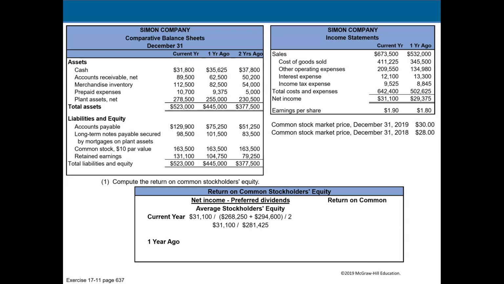Return on common stockholders' equity. Take your net income of $31,100 and subtract preferred dividends, and there are none. Divide it by the average common stockholders' equity, and you get 11.1%.